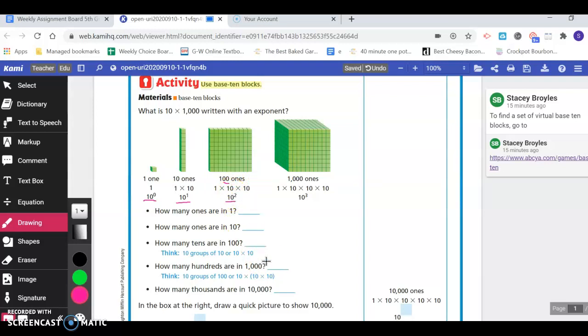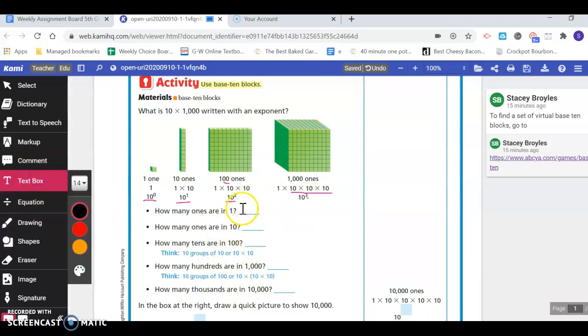Magic, magic. Not magic, boys and girls. That's a pattern. Let's look again. When I have no zeros, 1 has no zeros, my exponent is 0. 10 has 1 zero. I have a tiny number of 1. I have 2 zeros. Guess what? My tiny number behind the 10 is 2. And here I have 1,000 ones. Oh, and look how many tens that is. That is 3 tens. So my tiny number is 3. See that? Okay. So now we'll start filling in these answers. How many ones are in 1? That's 1. How many ones are in 10?